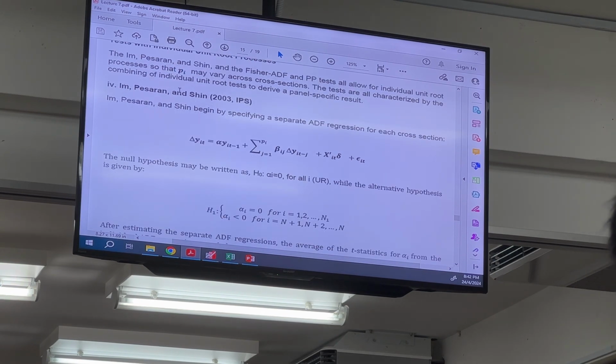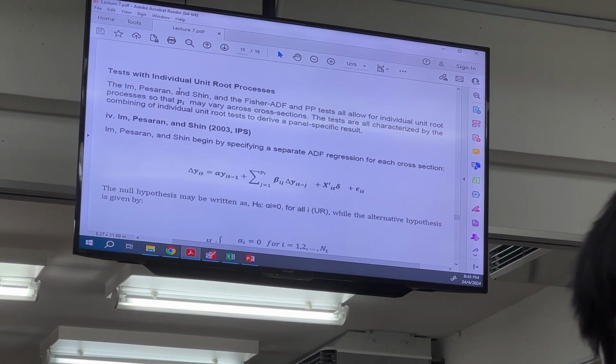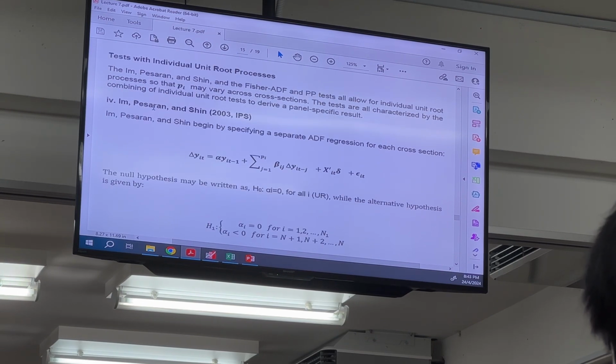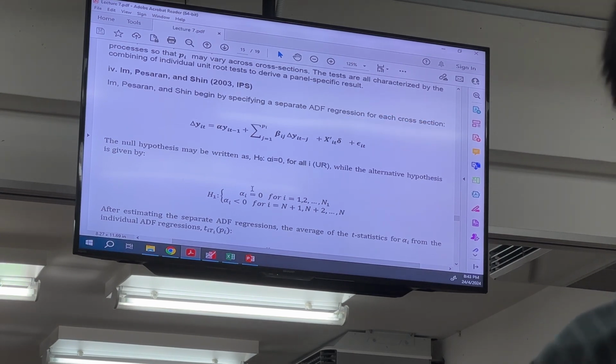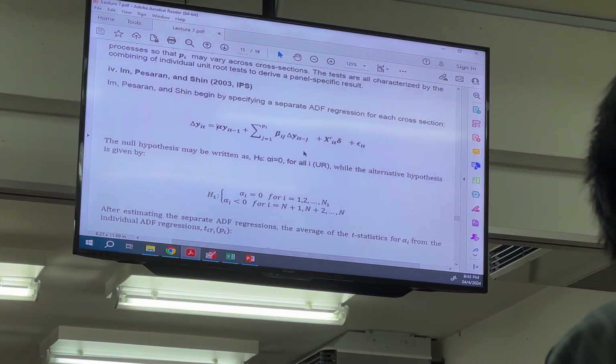So what are the three tests that assume a non-common unit root process? IPS, and also the Fisher ADF and Fisher PP. The first one is IPS 2003. IPS suggests to separately run the ADF regression for each cross section. So if I have 10 cross sections, IPS suggests running the ADF test for the 10 cross sections.